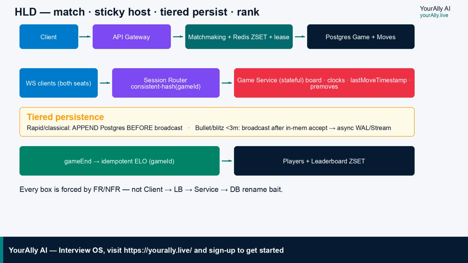Also label data ownership. Postgres owns players, games, and moves as system of record for completed facts. Redis owns ephemeral match pools and optionally rank indexes and async flush streams. Game process memory owns the live board. When someone asks where is the truth, you answer with which question? Live position versus durable history versus matchmaking pool.